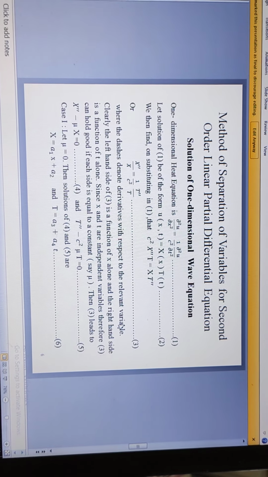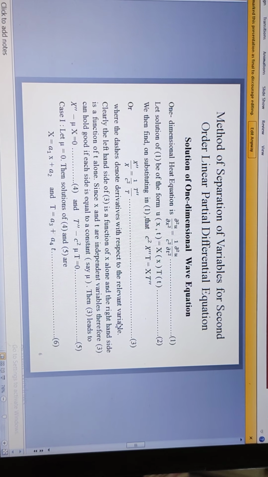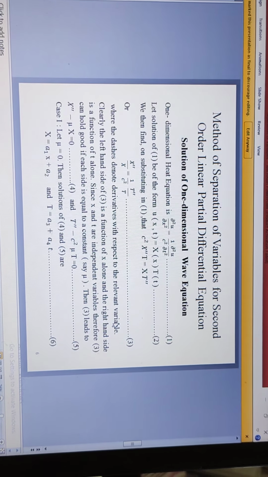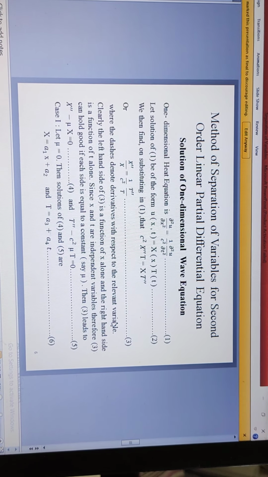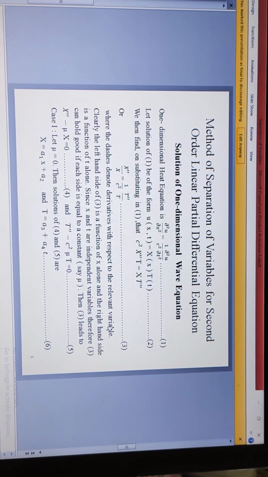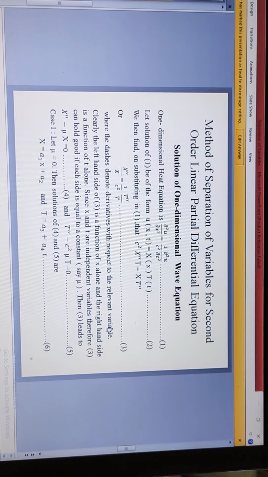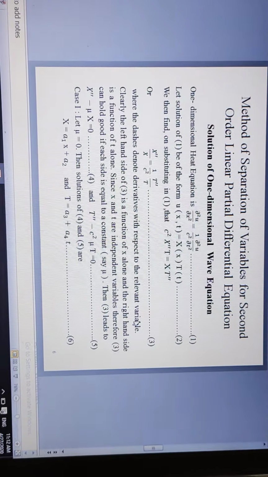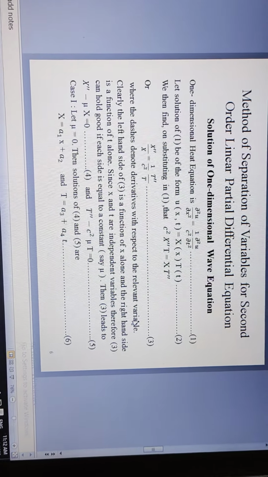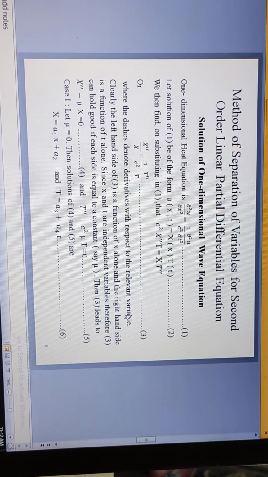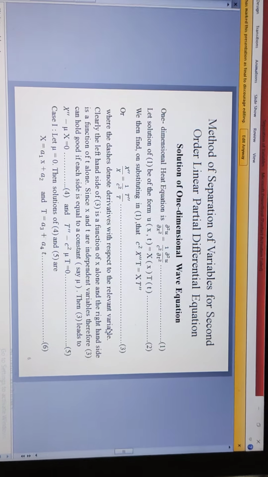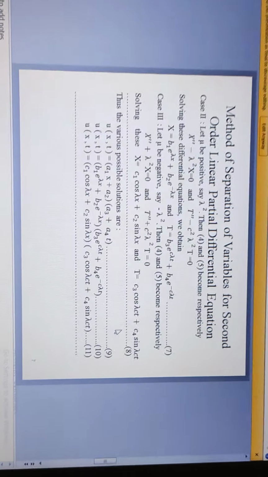So that we have X'' − μX = 0, T'' − c²μT = 0. Now, also three cases arise as in the previous one-dimensional heat equation. Let μ = 0, so that we have X'' = 0, X = a1x + a2. T'' = 0, T = a3 + a4t.